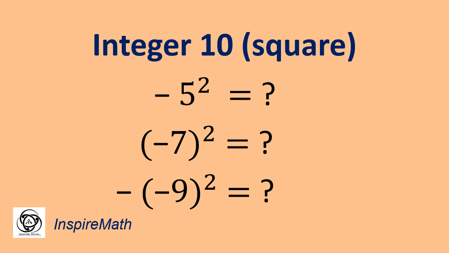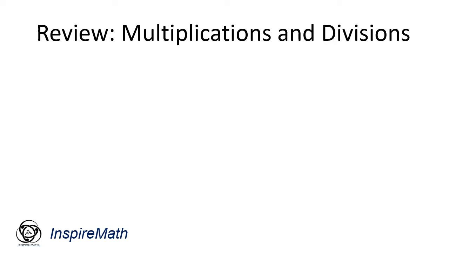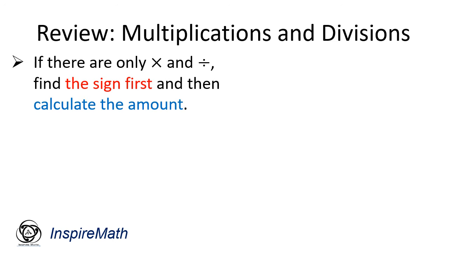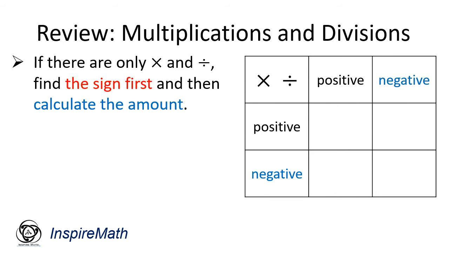Today we're going to study how to square integers. Let's review how to multiply or divide integers. If you have only multiplications and divisions, you can find the sign first and then calculate the amount afterwards. Let's review the sign rule for multiplications and divisions. Since divisions can be changed to multiplications, the sign rule for divisions is the same as multiplication.